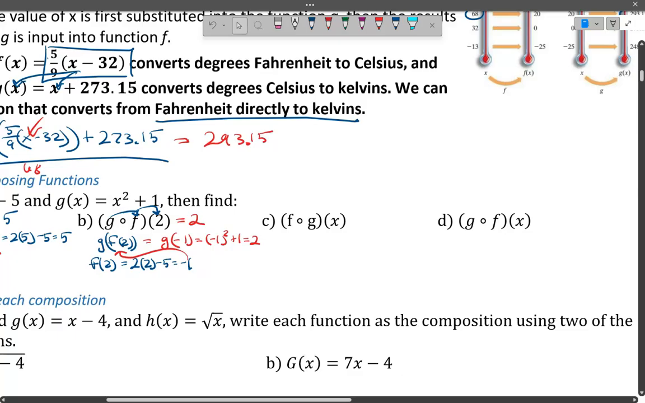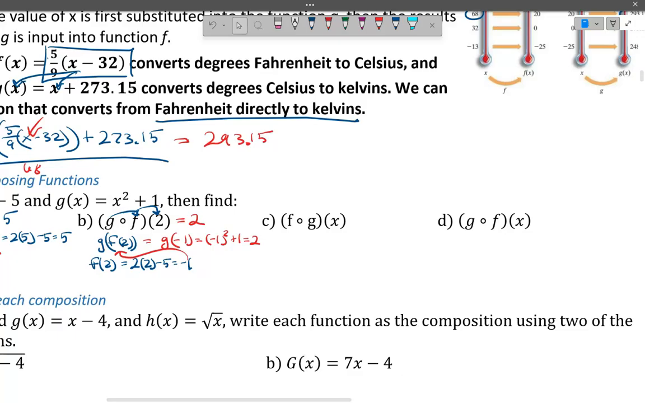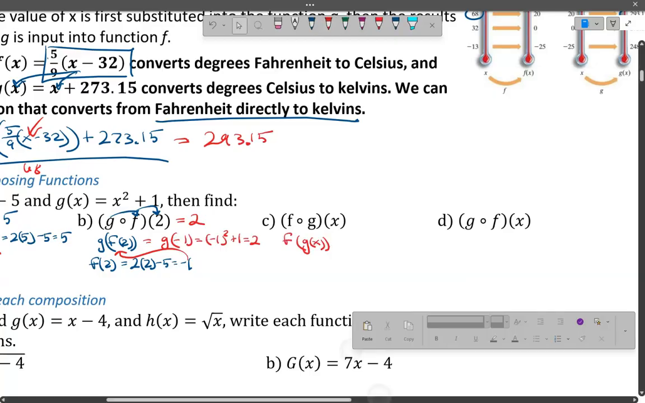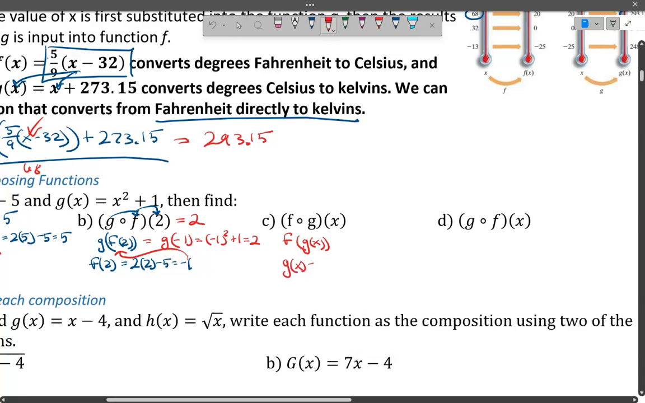Here we have f of g of x. We're not given a value for the variable x, so we just need to substitute the entire function in. So again, we'll start with our nested notation here, f of g of x. g of x equals x squared plus 1. So we're just going to substitute x squared plus 1 into here.